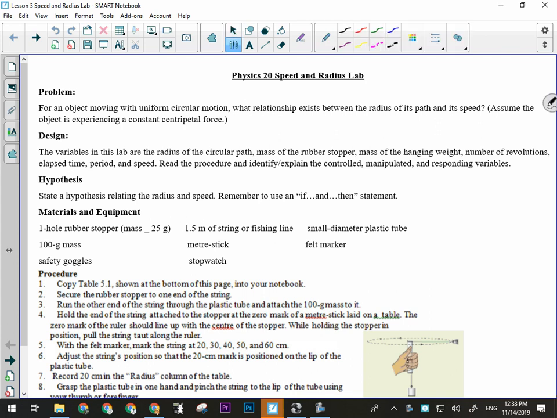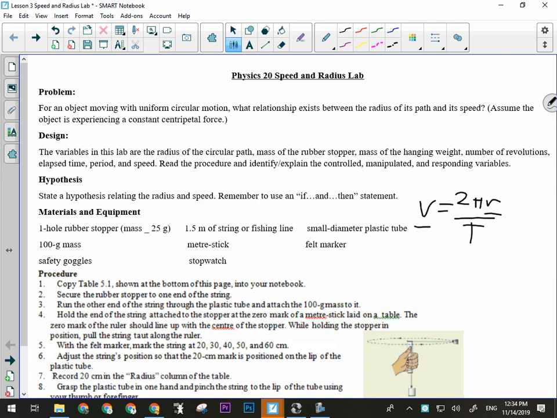Today's lab is actually going to be a bit of a step backwards in that we're only going to be investigating this formula, v = 2πr/T. We just want to confirm the relationship between the radius of a circle, r, and the speed at which the object moves. Okay, everybody follow me there?